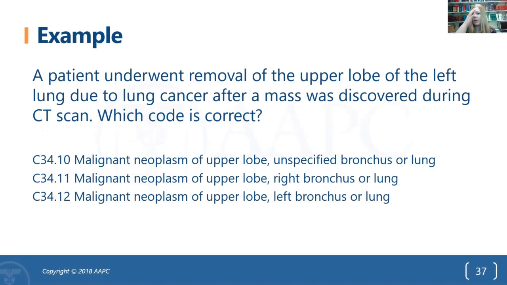So here's an example. Patient underwent removal of the upper lobe of the left lung due to lung cancer after a mass was discovered. The correct code would be C34.12 for malignant neoplasm of upper lobe, left bronchus or lung.